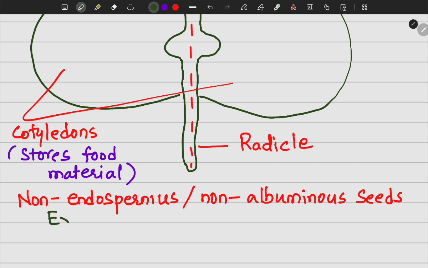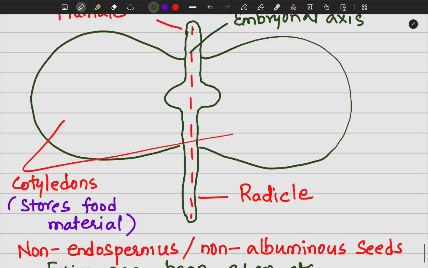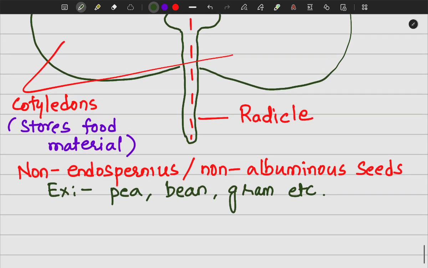So the examples of dicots are pea, bean and gram, etc. If you open out a seed of a pea or bean or a gram, you will see this kind of structure. It will bear two cotyledons and there will be a small embryo in the middle, and you can easily see how big these cotyledons are, and there will be no endosperm. Hence they are called non-endospermous or non-albuminous seeds.